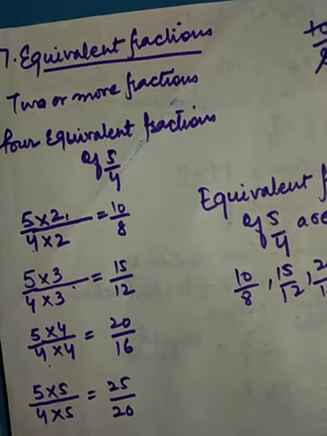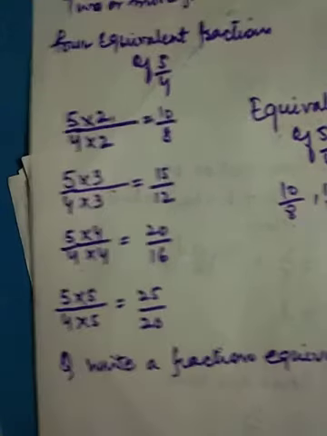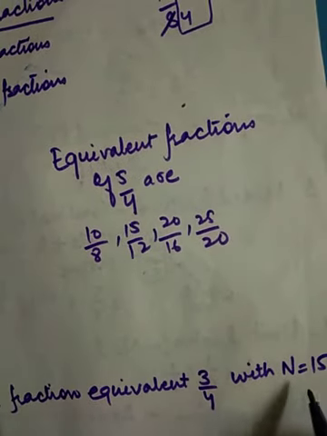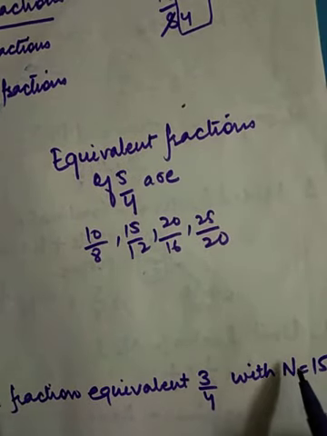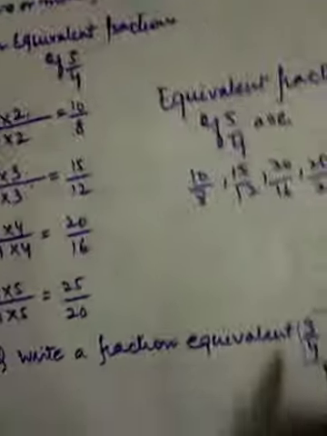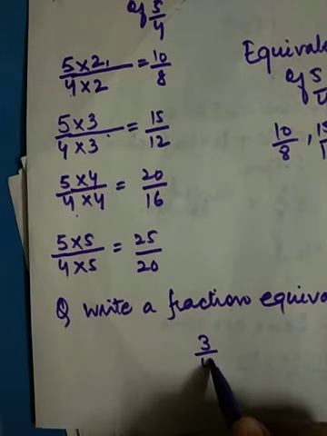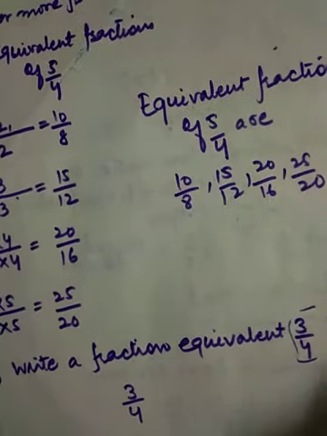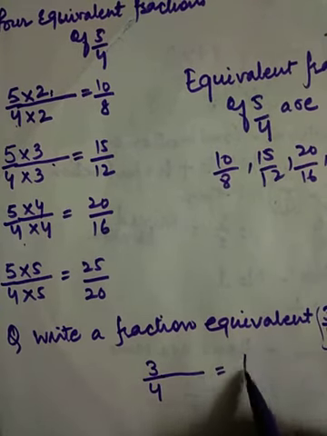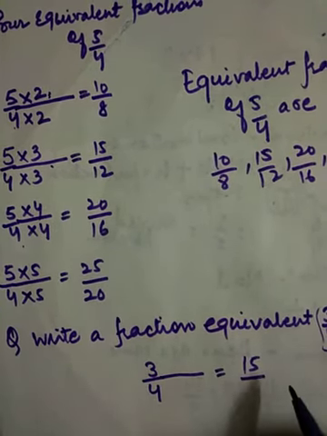Fine. Let's do one sum. Write a fraction equivalent to 3 by 4 with the numerator 15. Now what do we need? We need numerator 15, but the fraction is 3 by 4. So what would we do? We will write 3 by 4. We need numerator 15, so on the numerator side we will write 15.